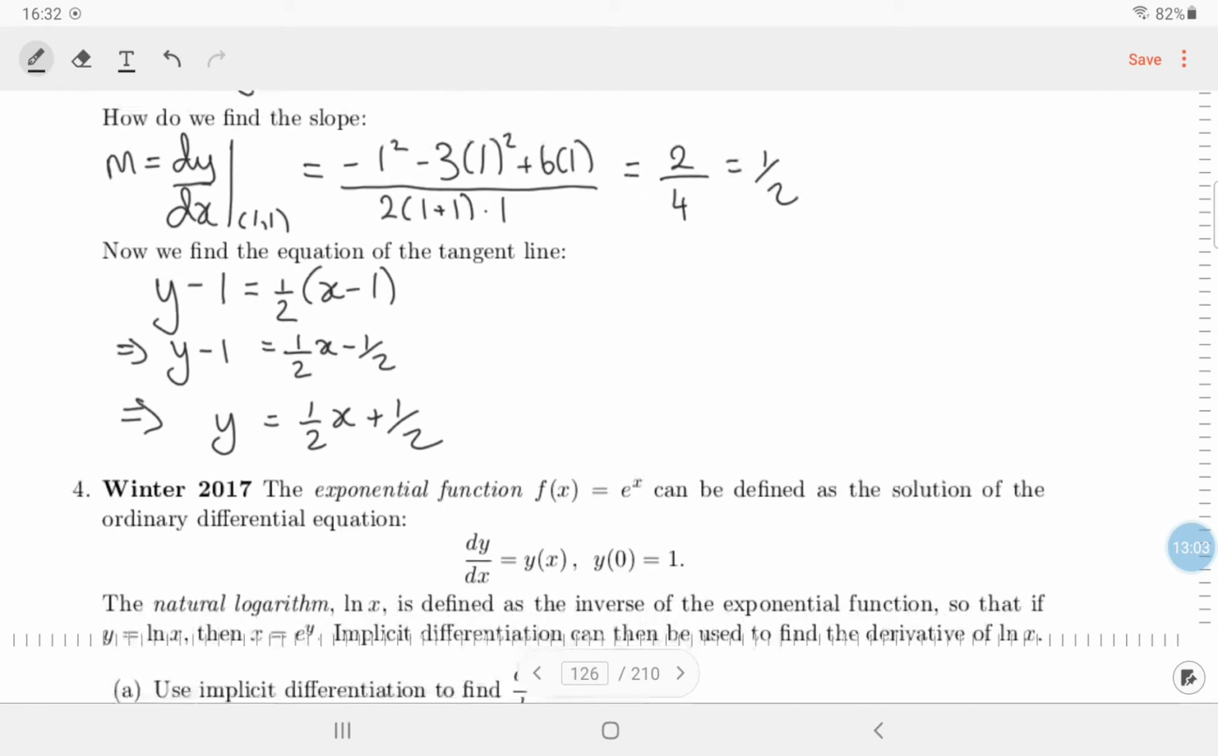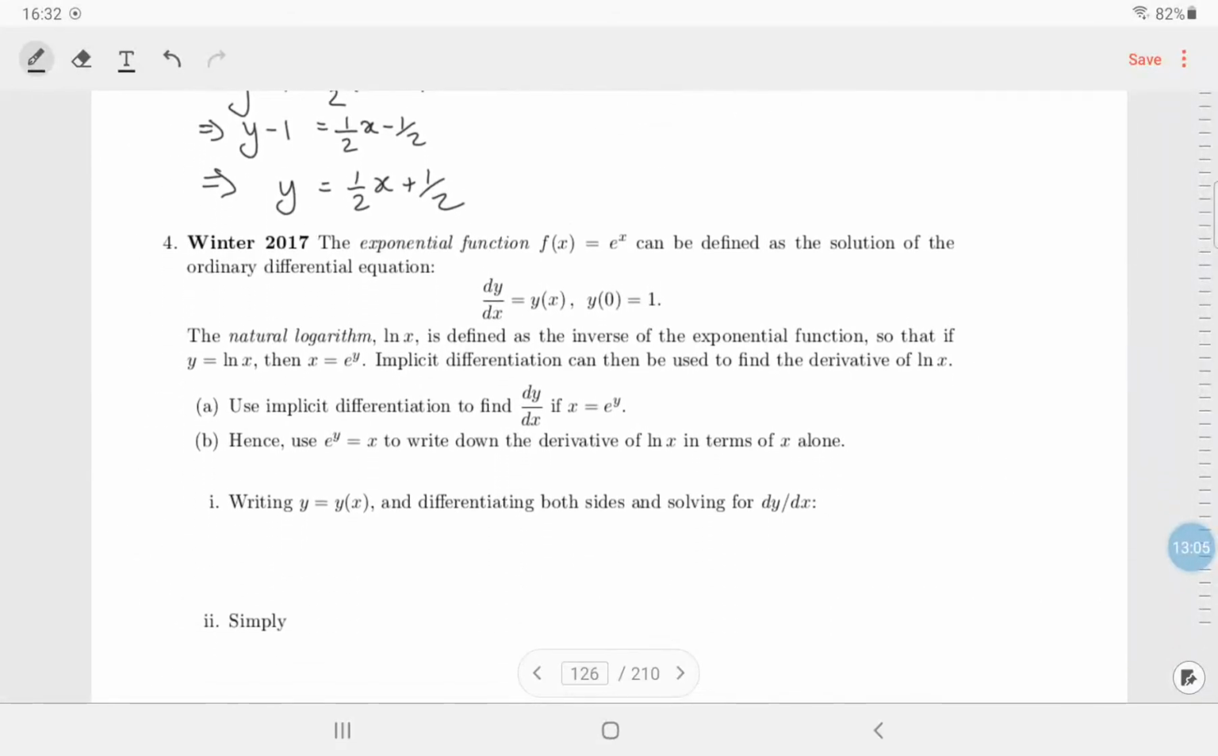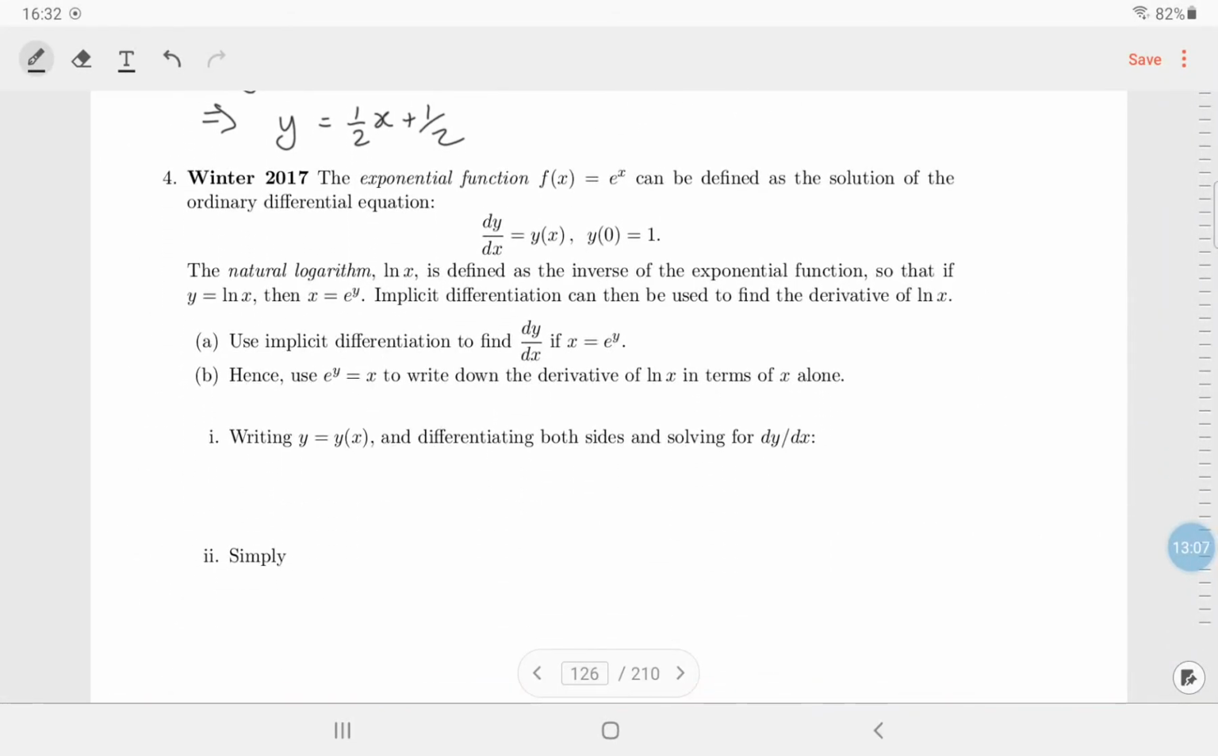Okay, so here is a different type of question. So what have we got here? The exponential function can be defined as the solution of the ordinary differential equation. In other words, it's saying that e to the x, the exponential function, is the thing that when you differentiate it, you get the same thing. The natural log then is defined as the inverse of that.